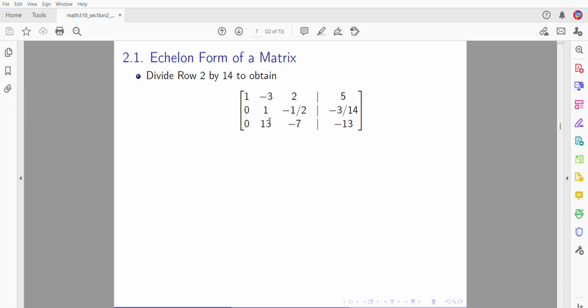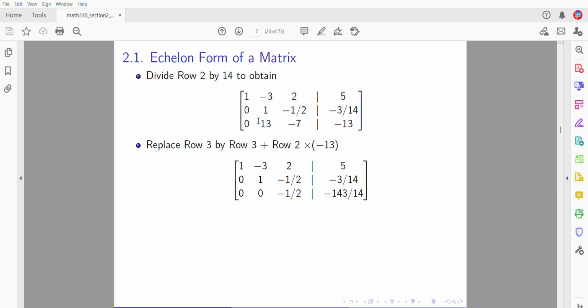Okay, below. So what is that? Replace row 3 by row 3 plus row 2 times -13. Multiply the second row by -13, add it to row 3. -13 plus 13 is a 0. -13 over 2 minus 7.